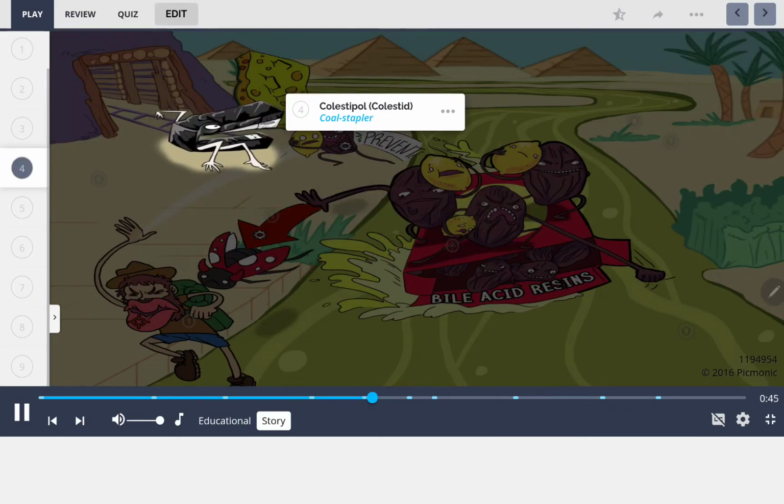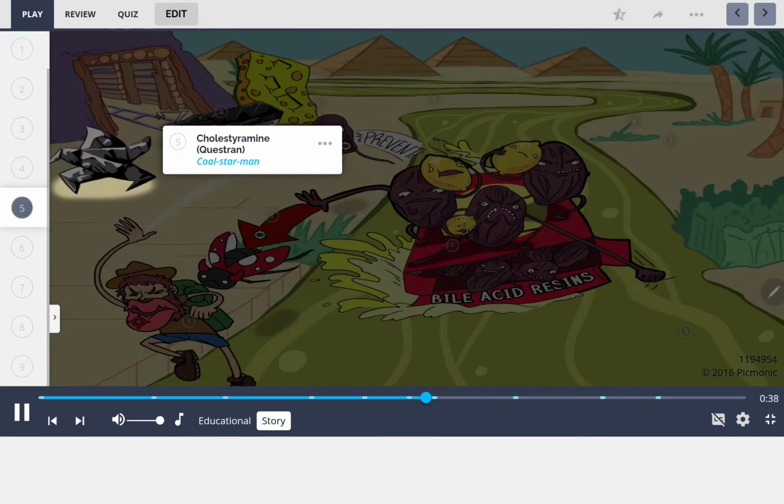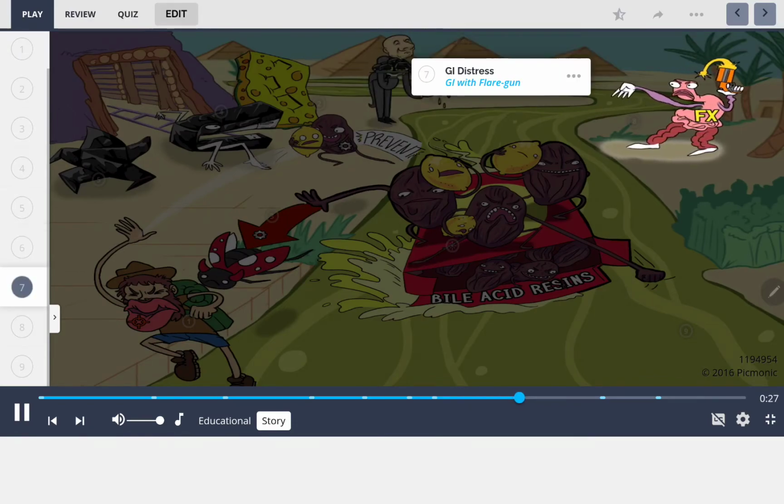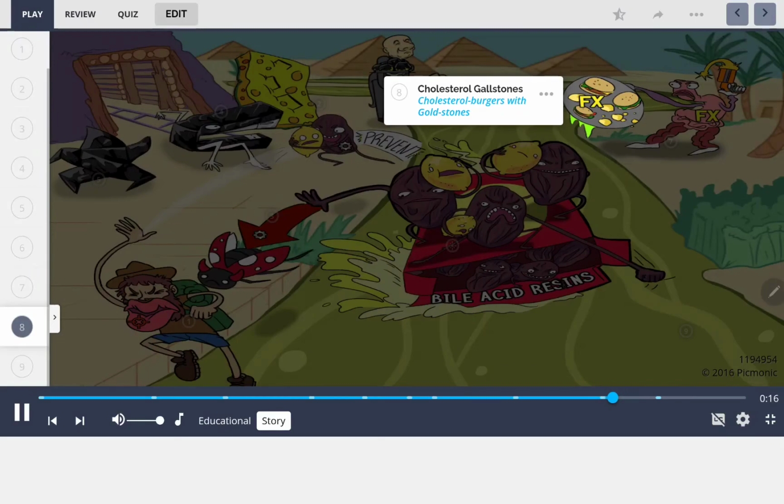At the mine, things are going according to plan. The coal stapler is installing the sponge, which is being operated by the Coal-star man. And the coal servant? Well, he serves the raisins by washing the coal in the bile-Nile, which causes some nasty side effects for the other inhabitants of the river. The dirty coal pollutes the waters and makes it hard for GI to do his job, which is panning for gold. And so he gets so upset that he shoots off a flare gun. Why? Because the polluted water contaminated his gold stones with greasy cholesterol.